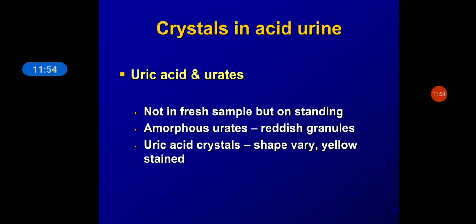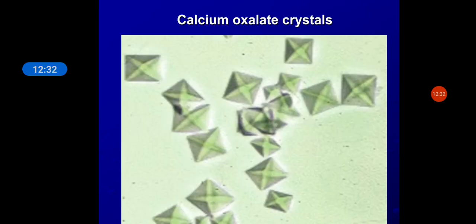Okay, why does this happen? This is actually quite common and it is usually seen in long standing cases, when you keep the urine sample for a long time. That means if it is not a fresh sample you can have uric acid crystals, or amorphous urates, or when the patient is excreting uric acid, there also you can have uric acid crystals, right? So how do they appear? They appear as reddish granules and the shape will vary. They're usually yellow stained. Okay, I'll show you the picture. Sorry, that picture is not here.